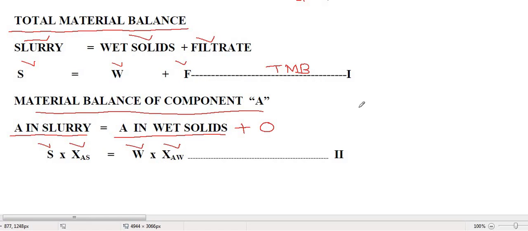So these two equations are the material balance equations concerned with filtration, and with the help of these equations you can find out unknown quantities. Okay, now we'll see how to use these equations to calculate unknown parameters in this particular filtration.